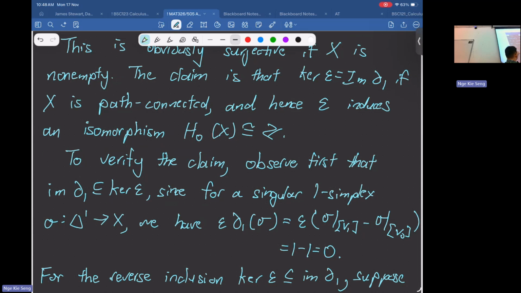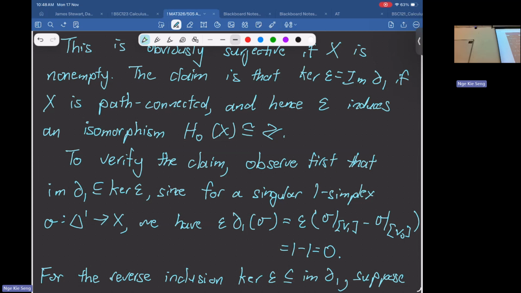One direction, from the image of delta one to the kernel of epsilon: for a singular one simplex sigma, we just compute epsilon on delta one of sigma. Sigma is any singular one simplex here. What do we get? Delta one sigma, we get rid of one of the vertices, so sigma on v1 minus sigma on v0. But what is the epsilon map here? Epsilon map here is just adding up the coefficients.